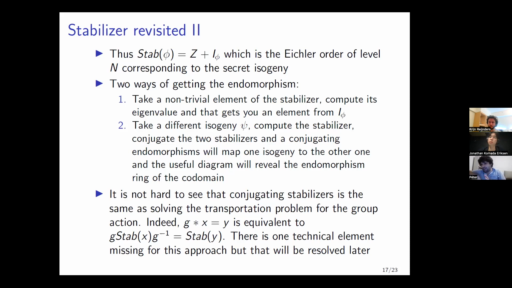Again, in the end, you have to go through this useful diagram, and there are some things which I overlook at this point. But the idea is that finding a conjugating element between stabilizers is really finding the transporting element. This is explained in this last remark, so it is nothing very hardcore. Basically, if you have two elements x and y, and G takes x to y, then it's easy to see that the stabilizer of y is just G times the stabilizer of x times G inverse.